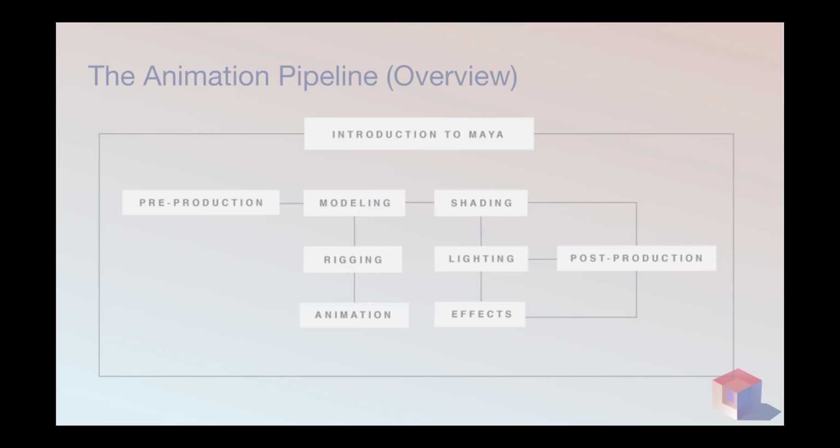Basically, these steps that we have here, we're going to go into more detail, but just to say them out loud: we have pre-production, modeling, shading, rigging, animation, lighting, effects, and post-production, which consists of rendering and compositing.